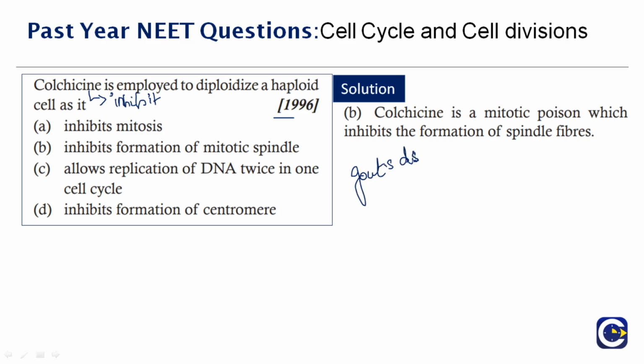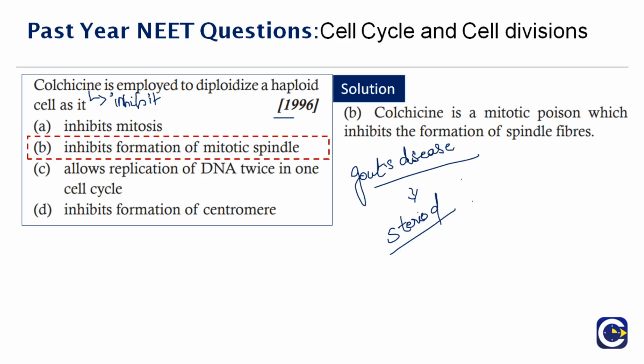Colchicine is also used for a particular disease called Gout's disease. This disease is also called Boucher's disease, and they use this particular colchicine. It is also used as a steroid actually. So these are just extra information that you need to know. The main function of colchicine is that it works as an inhibitor. Therefore, the correct answer to this question is option B.